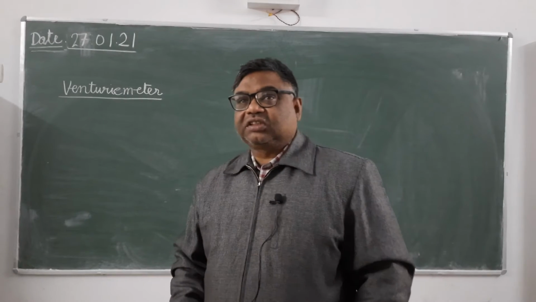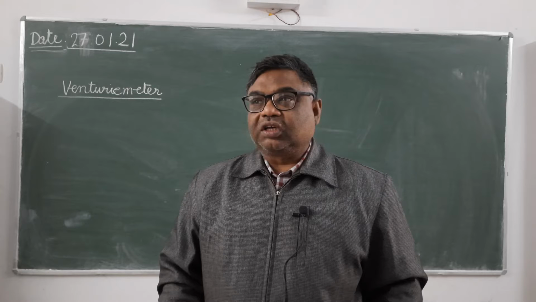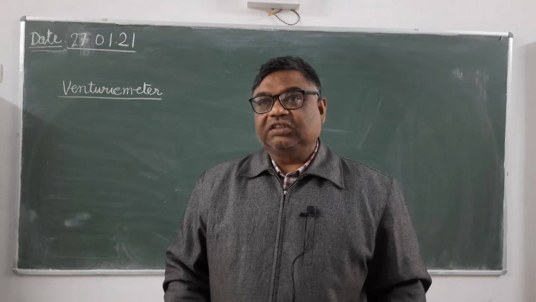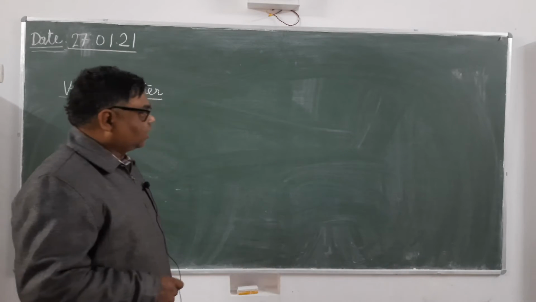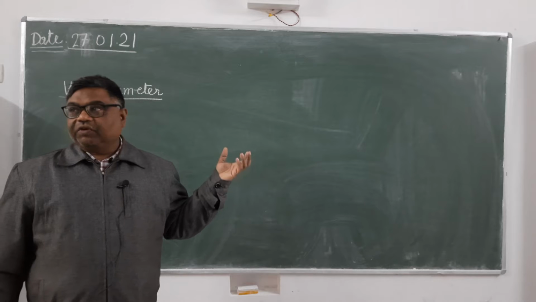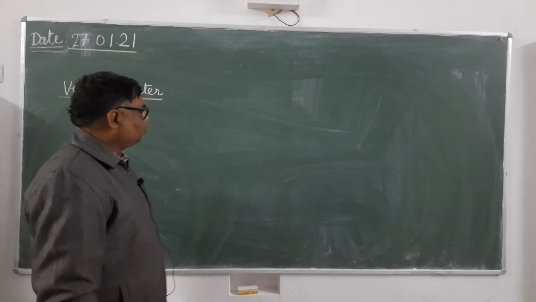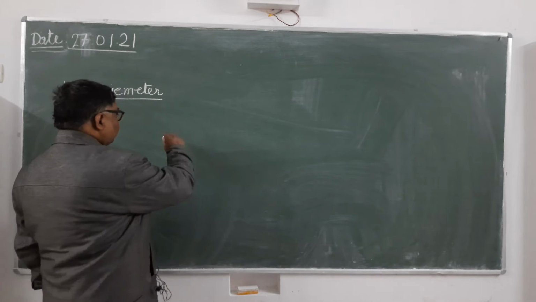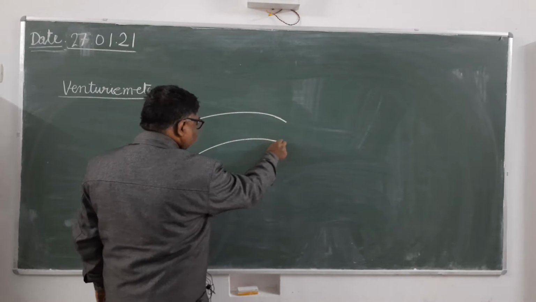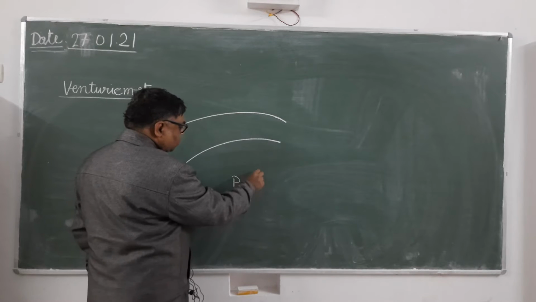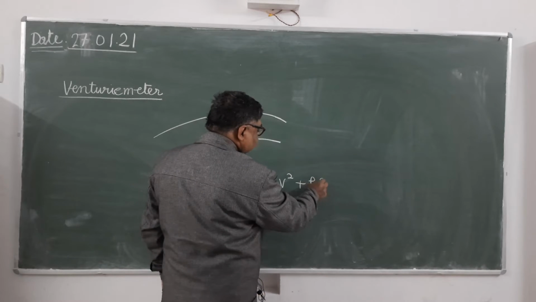So, in the previous class, I explained to you about Bernoulli's theorem. What is Bernoulli's theorem? It is the law of conservation of energy for the flowing liquid, and here everywhere we have taken the ideal liquid. Ideal liquid means which is zero viscous and zero compressible. So, when an ideal liquid flows through a tube of non-uniform cross section, then at every cross section this will remain constant: P plus 1/2 rho V square plus rho GH.